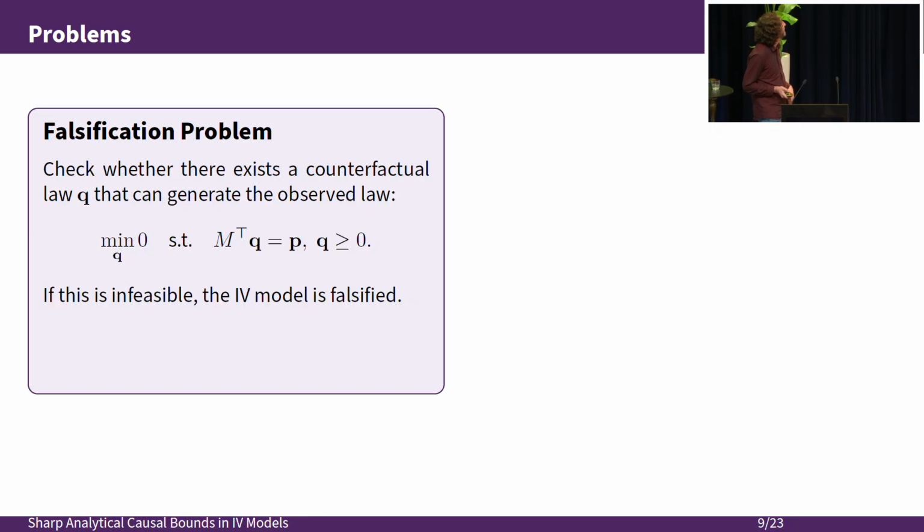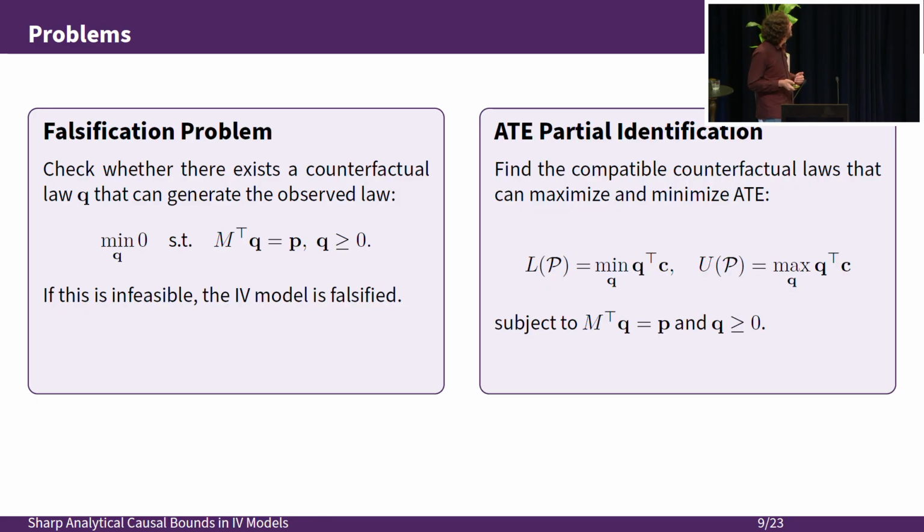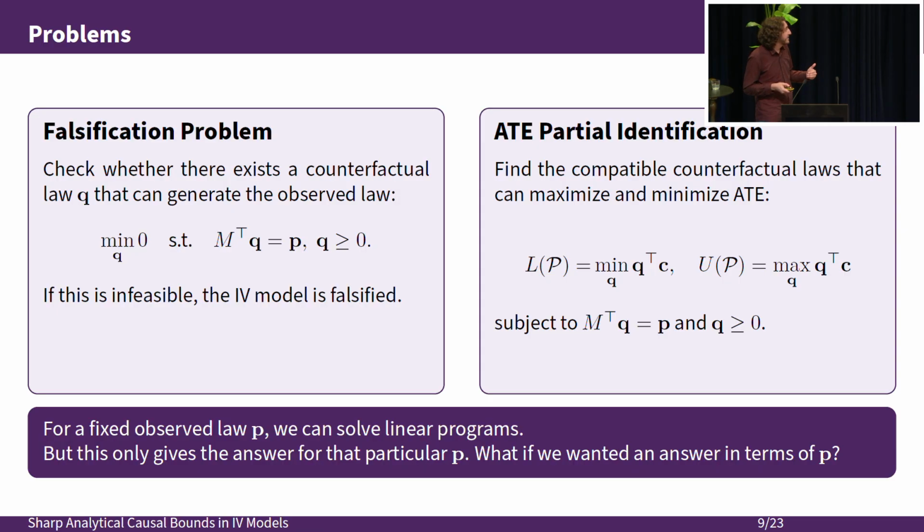So now everything is linear, and we can write our problems in LP formulation. Our falsification problem becomes just a feasibility check, and our average treatment effect is a maximization and minimization over our feasible region. So we can use LP to solve these problems, but the problem is we have to run this optimization each time, and our aim is to find the answer completely in terms of P.